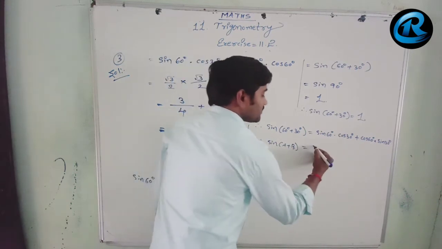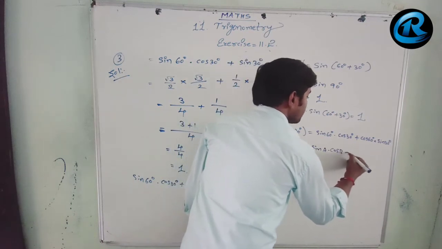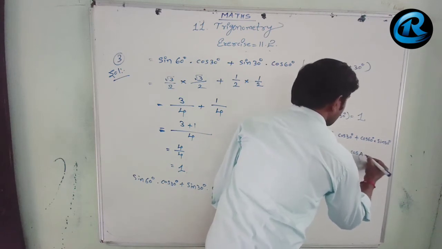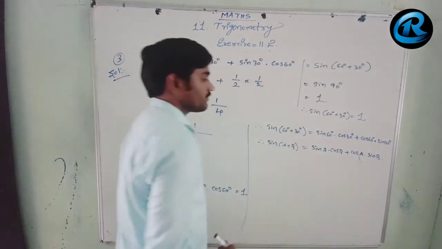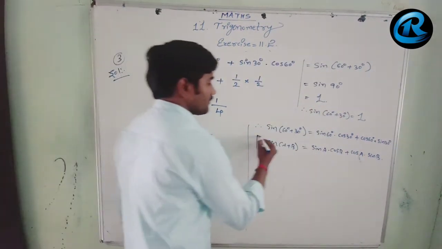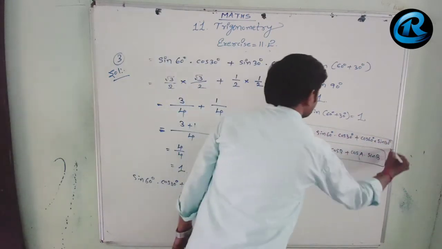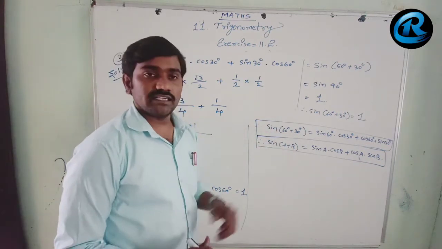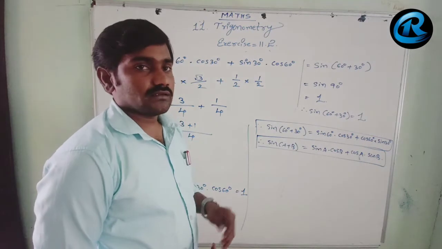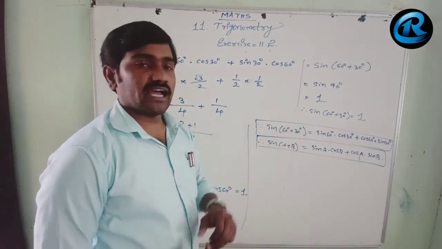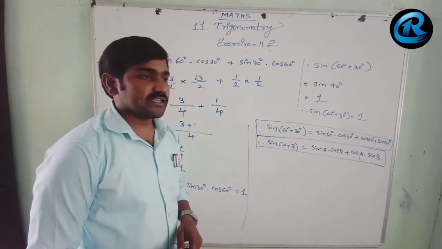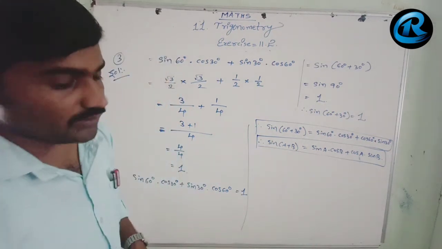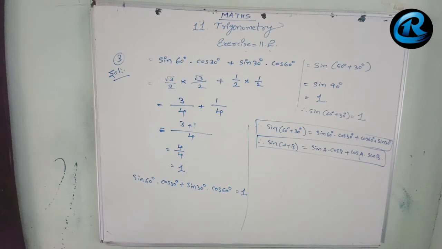You remember now, sin(A+B) equals sin A cos B plus cos A sin B. Like this formula we can conclude: sin(60 degrees plus 30 degrees) equals sin 60 cos 30 plus cos 60 sin 30, which is in the form of sin(A+B) equals sin A cos B plus cos A sin B. This formula you need to remember, that's why I told you. Now next we go for the other question.